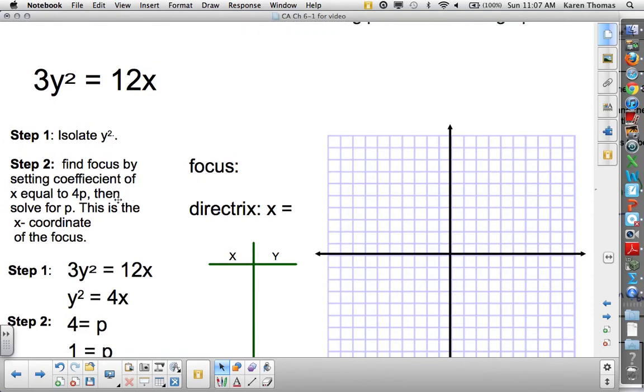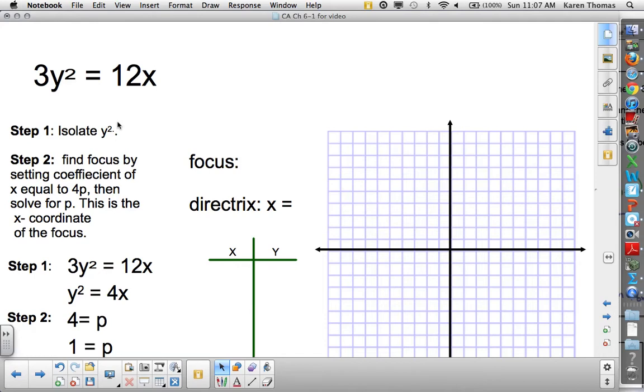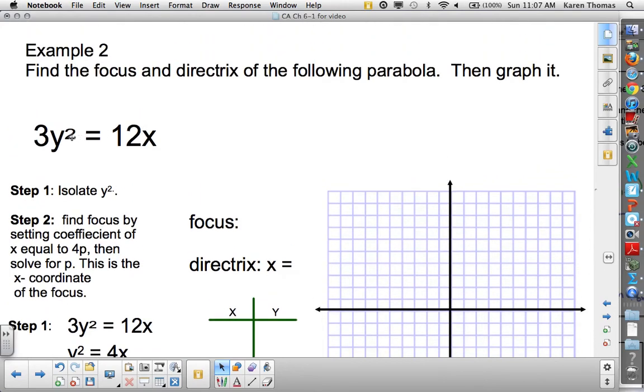Then I'm going to find the focus by setting the coefficient of x equal to 4p and solving for p. This is going to be the x-coordinate of the focus because this is in the form y squared equals 4px, which means it's going to be a parabola that's on its side. So it's going to be one that opens to the right, something like that.